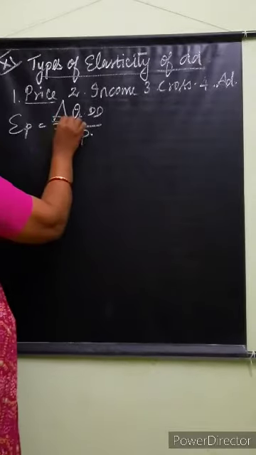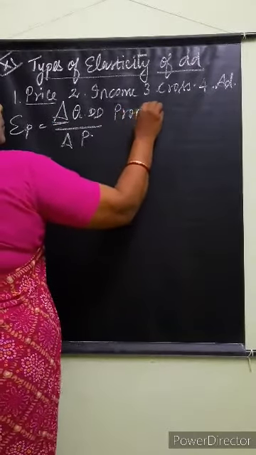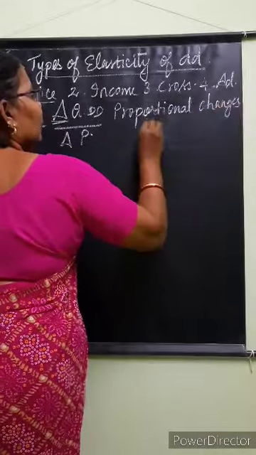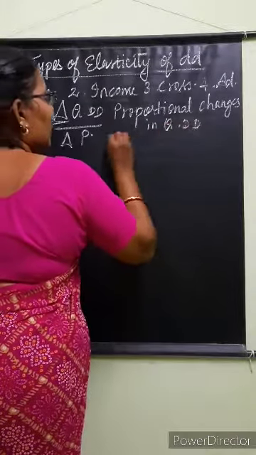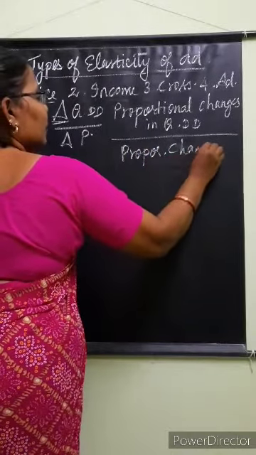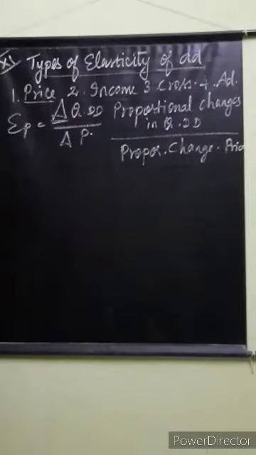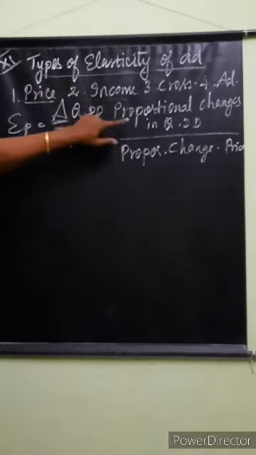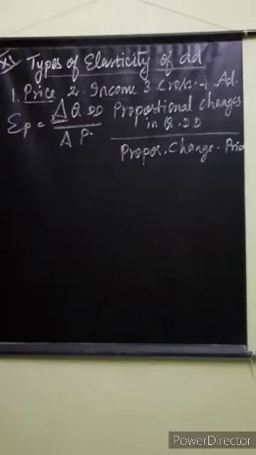Okay, here the word delta means proportional changes. Proportional changes in the quantity demanded by proportional changes in price. The rate of changes in the price, how much rate of changes it brings in the demand. That is elasticity of demand. So it talks about how much. That means it refers to the responsiveness and sensitiveness of demand for a product to the changes of its price.